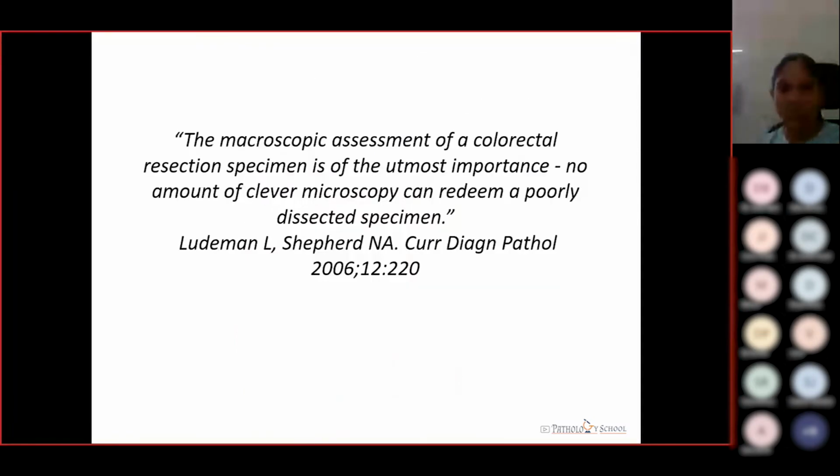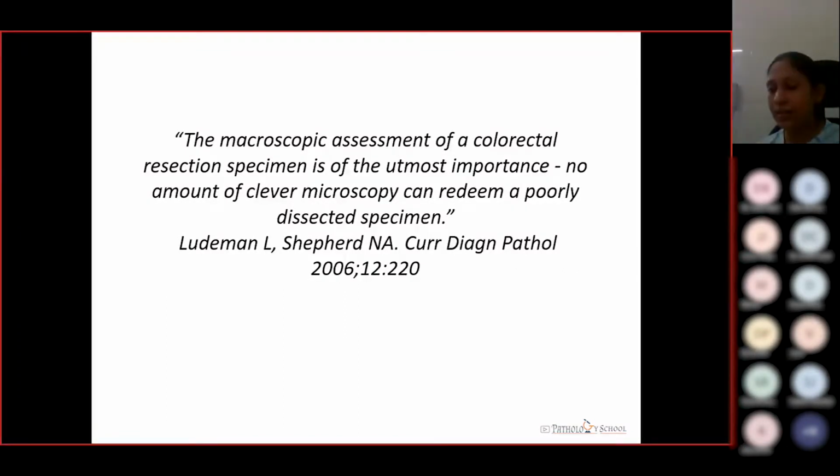This is a quote from Ludman saying that macroscopic assessment of a colorectal resection specimen is of utmost importance. No amount of clever microscopy can redeem a poorly dissected specimen. So my sentiments exactly. It is very easy to dissect a hemicolectomy or a complete colectomy. You just take two margins, proximal, distal, you take the size of the tumor, you find out the depth of the tumor, and lymph node dissection, and that's it.